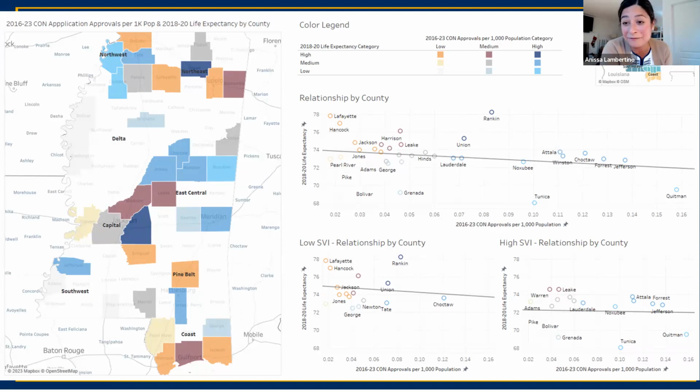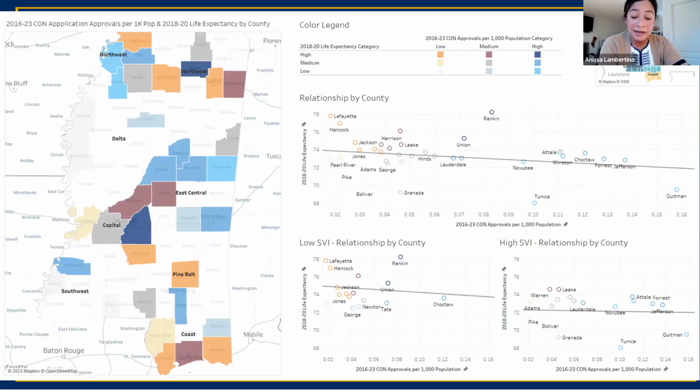Sometimes when we stratify our associations, we can tease out some important findings. For example, one could turn positive, meaning when one goes up, the other also goes up. But in this case, we see the same pattern.